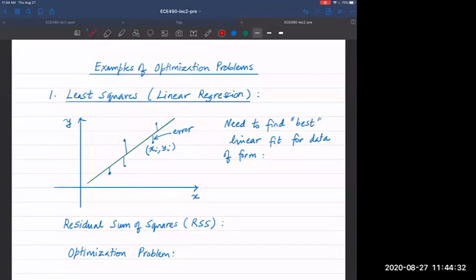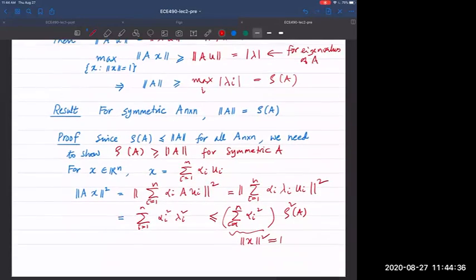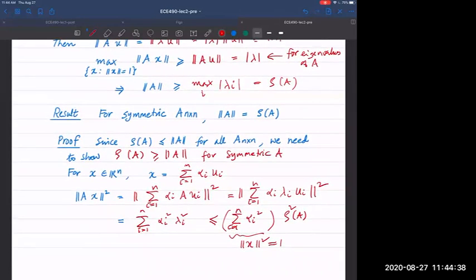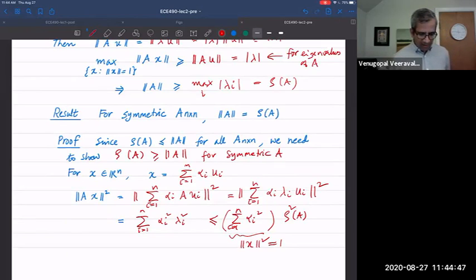Professor, I have a question regarding the last slide. Yeah. For the last equation, can you explain a little why the inequality holds? Oh, you want me to explain why that inequality holds?